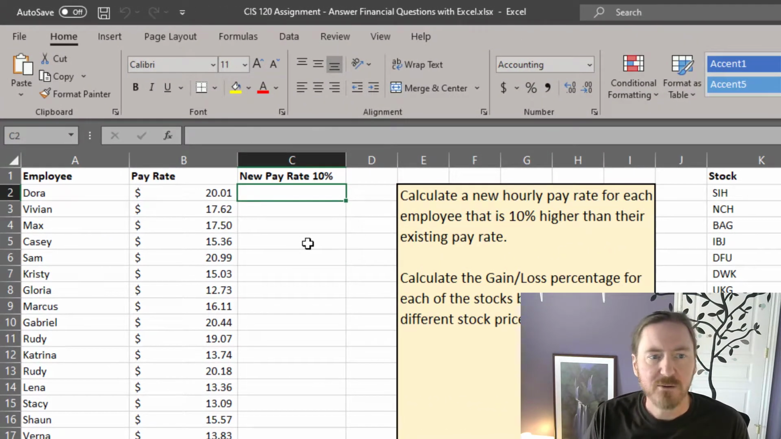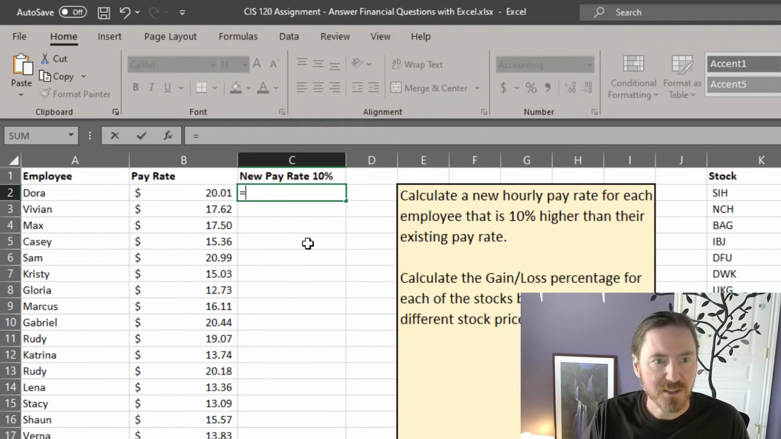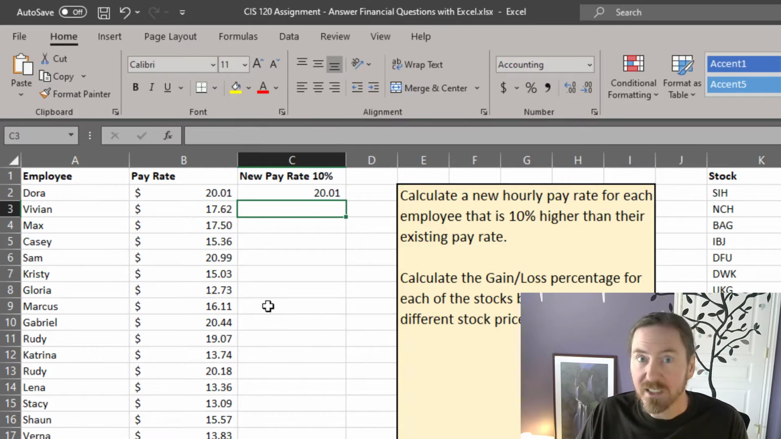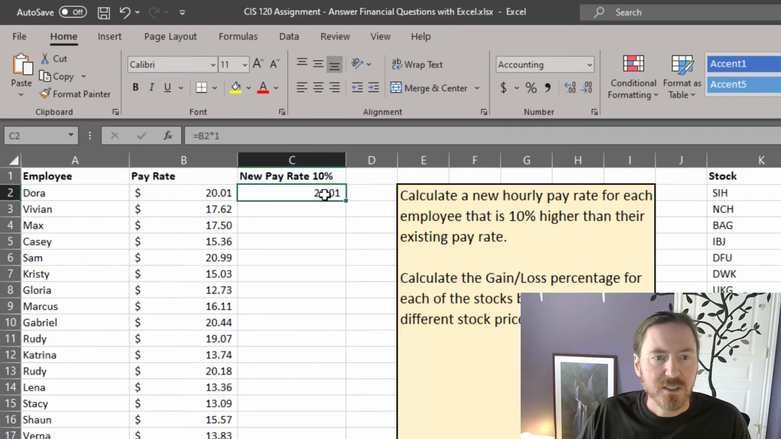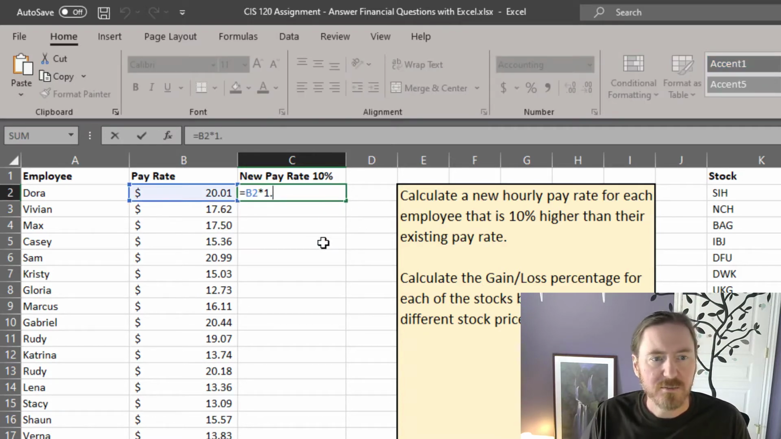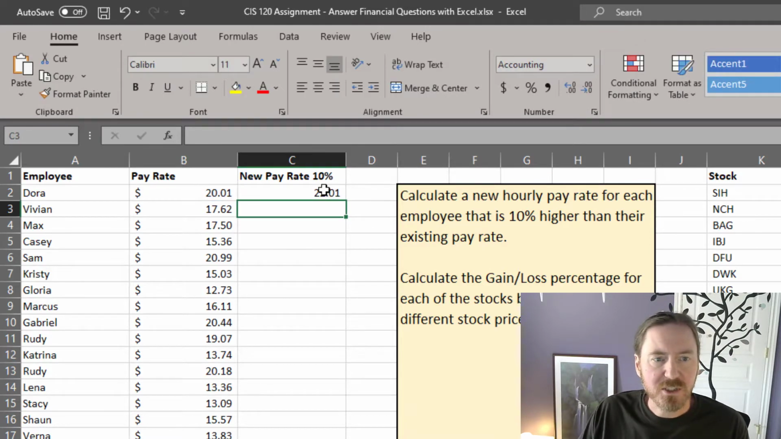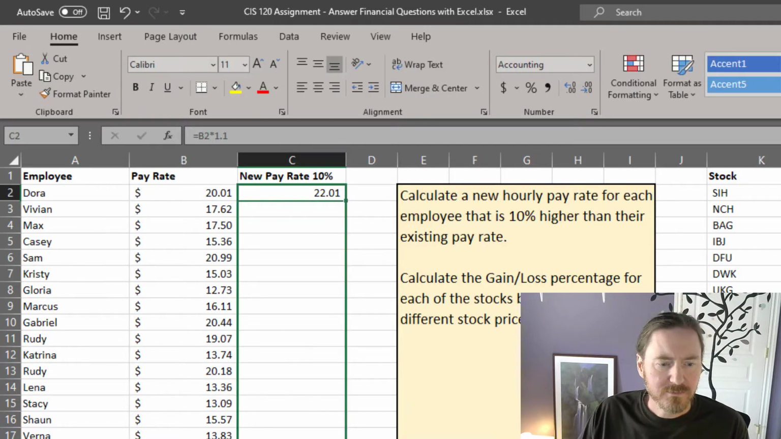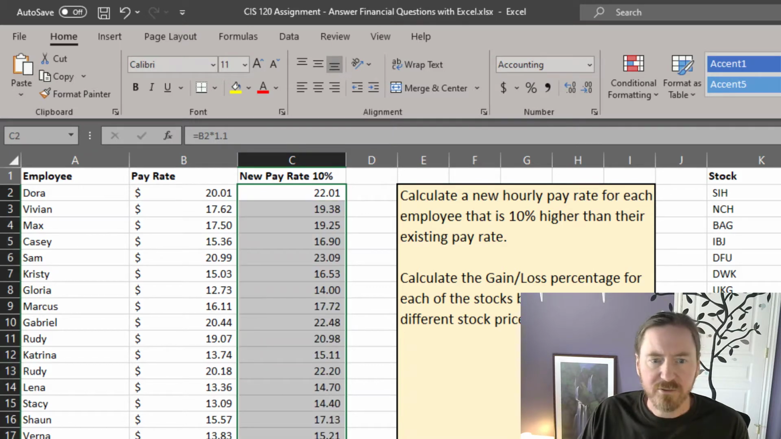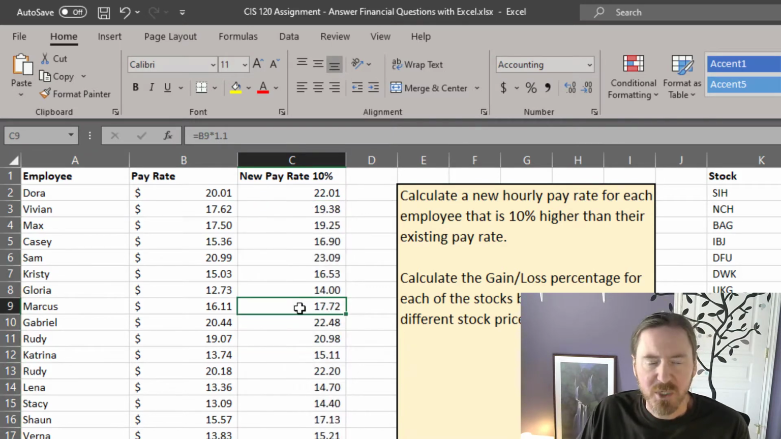So we have the old pay rate, we need the new pay rate plus 10%. So let's do equals the old pay rate times 1.1, which is going to be, obviously if we multiply by 1, we get the exact same result. So multiplying by 1.1 is kind of like increasing 10%. And there we go, 2201. Autofill that down. Yeah, looks pretty good. All right, so that was pretty easy.